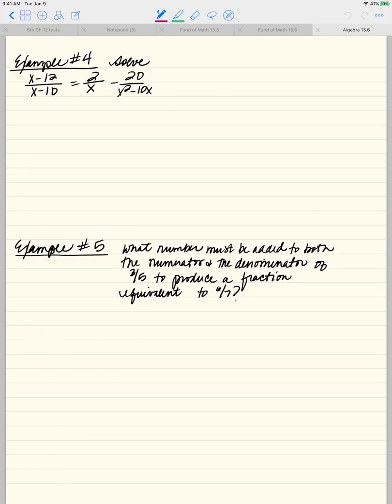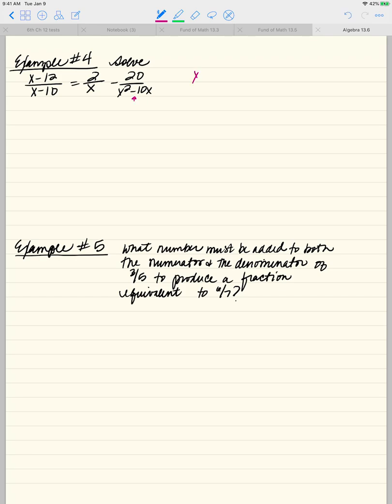All right, moving on to example number 4. x minus 12 over x minus 10 is equal to 2 over x minus 20 over x squared minus 10x. Okay, first thing we need to do is make sure there's nothing that we have to factor because we're going to have to figure out what the LCD is. And so we always have to factor before we do that. And the third term right here can definitely be factored.